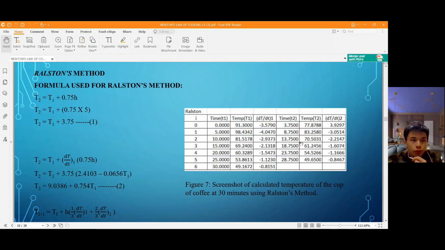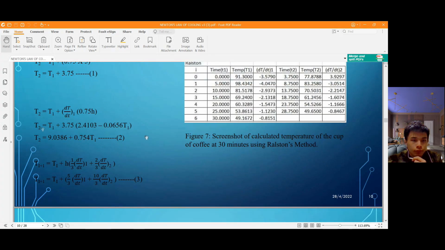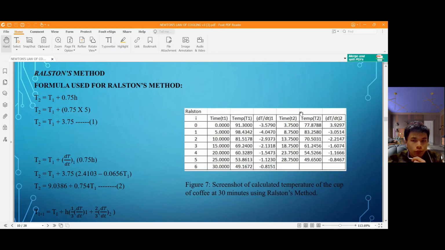And now we'll continue with Ralston's method. Over here is the formula used for Ralston's method, and here as well, second equation, third equation. Then on the right are the results of temperature at 30 minutes.